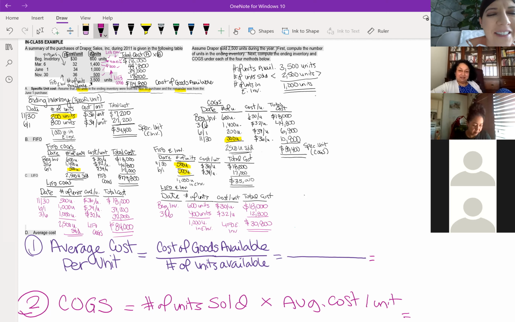Average cost per unit. We first need to calculate that weighted average cost per unit. We're going to take our cost of goods available divided by the number of units available. Pretty much always assume that they're not going to give you cost of goods available. You have to calculate it. Pretty much always assume they're not going to give you total units available either. You have to calculate that. So cost of goods available was the sum of beginning inventory plus the purchases. So $114,800.